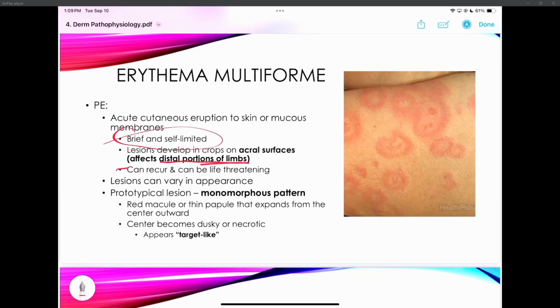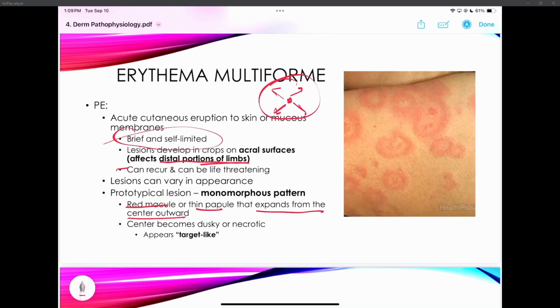Prototypical lesion is the monomorphous pattern, red macule or a thin papule that expands from the center and outward. So it starts off like this and then it starts to expand outward, giving you that target-like appearance. Starts in the center and works its way out.